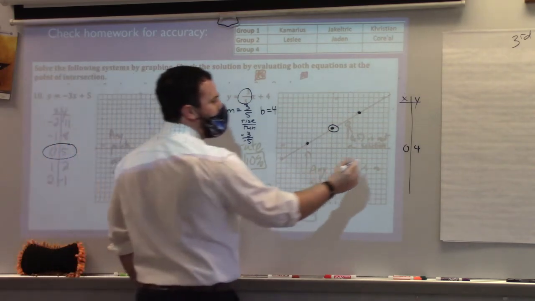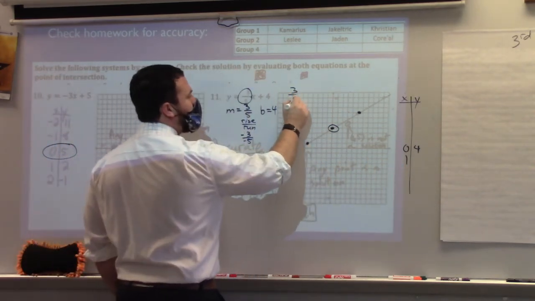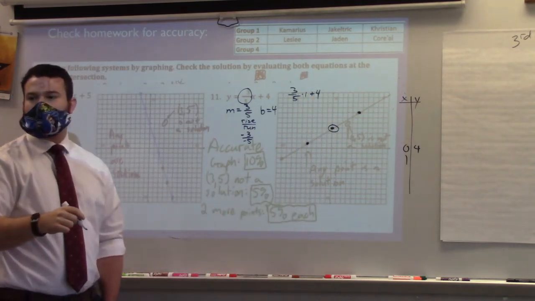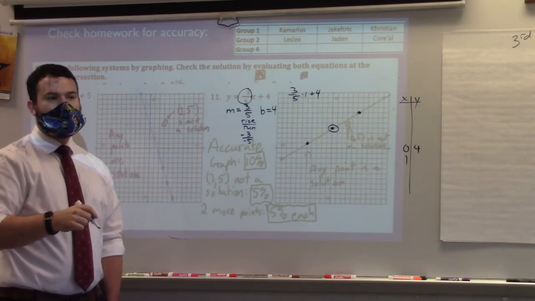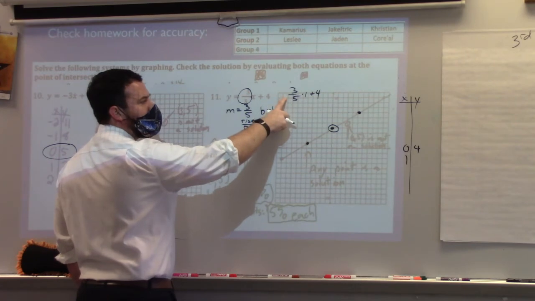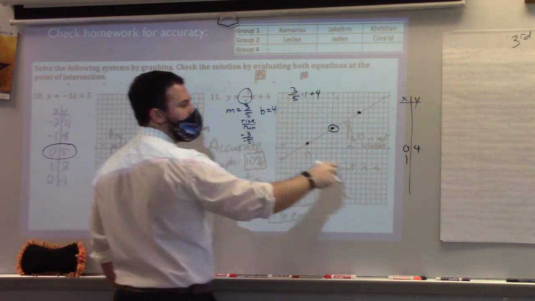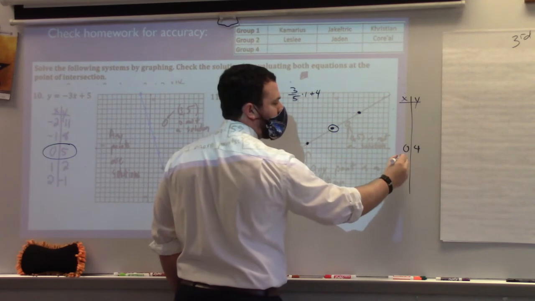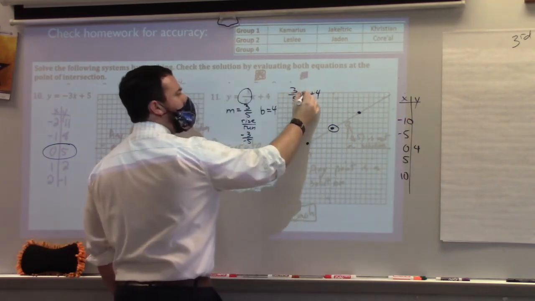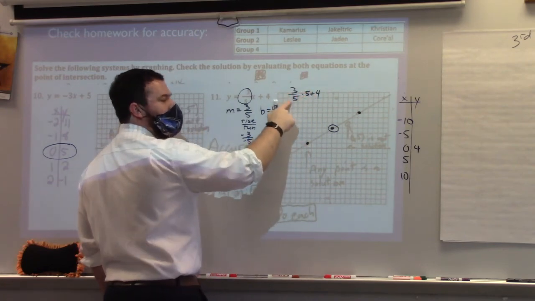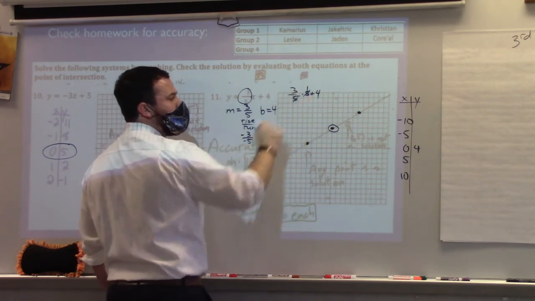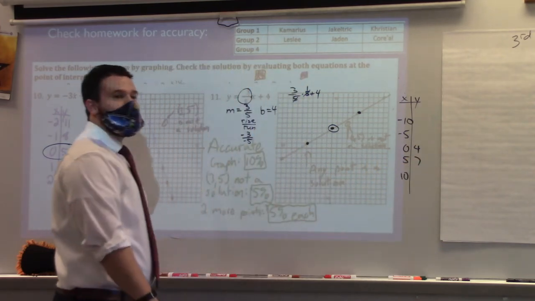Now, here's the thing though. If I plug in a 1 here, 3/5 times 1 plus 4, that's going to give me a fraction. Do you want to deal with a fraction? Never, right? Neither do I. So notice, what am I dividing by? 5. So I'm going to go by 5s. What is 5 divided by 5? What's 3 times 1? 3 plus 4? 7. Isn't that way easier than having to deal with a fraction?